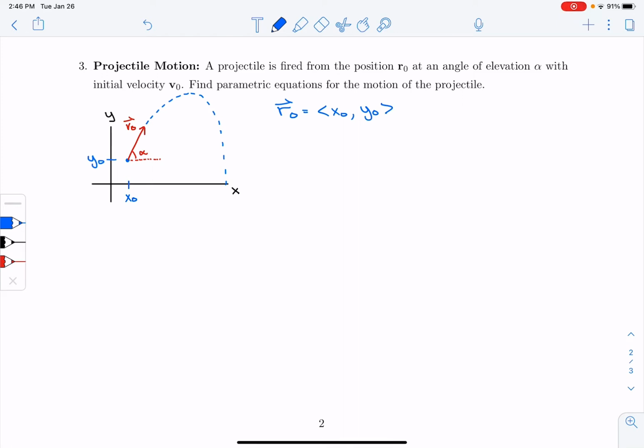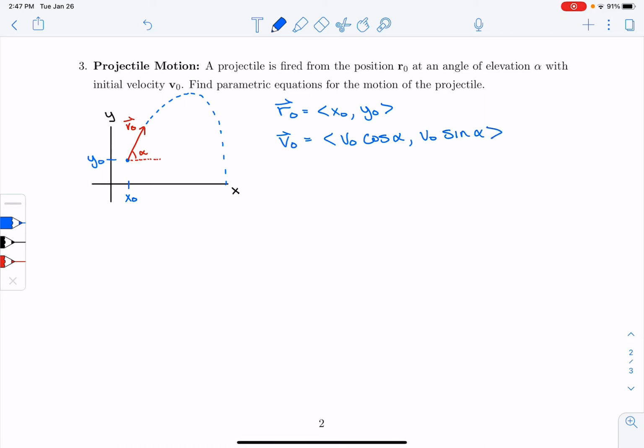And then we want to look at the velocity. We'll call that v0. And we're going to decompose the velocity into horizontal and vertical components in the ways that we've done it before. So this would be the magnitude v0 times cosine of the angle alpha for the horizontal component, and then v0 sine alpha for the vertical component.